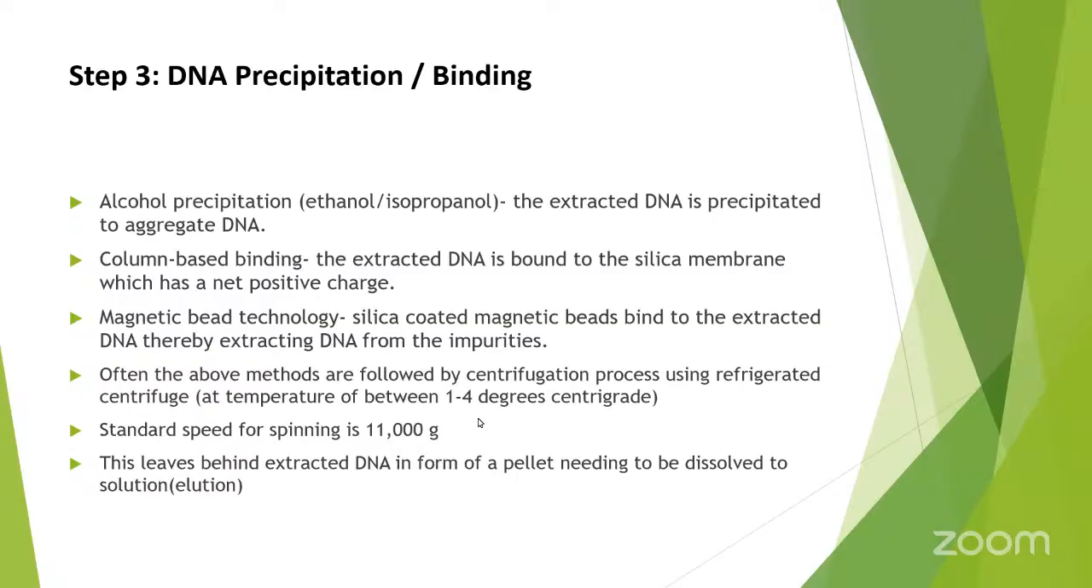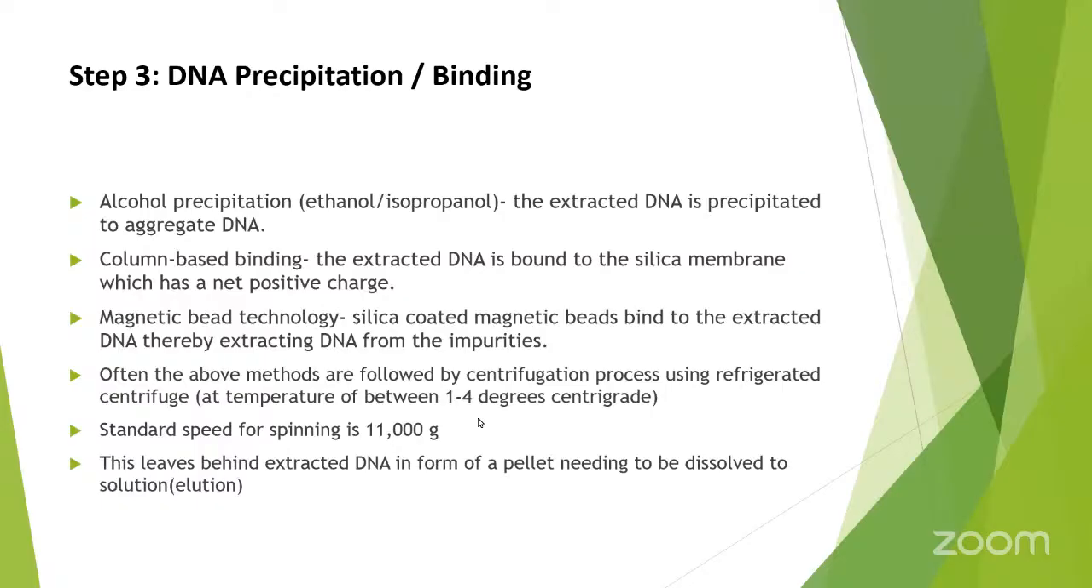As we go to step 3, DNA precipitation and binding. In alcohol precipitation, ethanol and isopropanol are used, and the extracted DNA is precipitated. In column-based binding, the extracted DNA is bound to the silica membrane, which has a net positive charge. In magnetic bead technology, silica-coated magnetic beads bind to the extracted DNA, thereby separating it from the impurities.